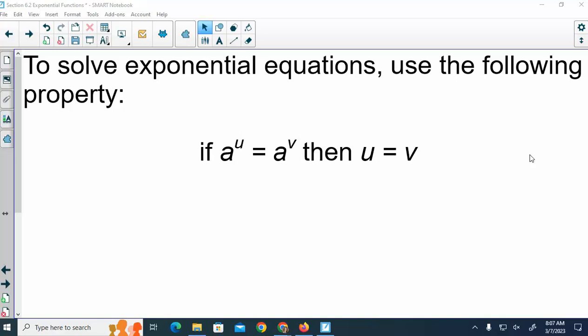Exponential equations. We are going to be using this particular property to start. It tells us if we have an equation with the same base on each side, then we can actually drop the base and set the exponents equal to one another. So if we have something of the form a to the u equals a to the v, then we can drop that a and say that u equals v. That's the property we will be using.